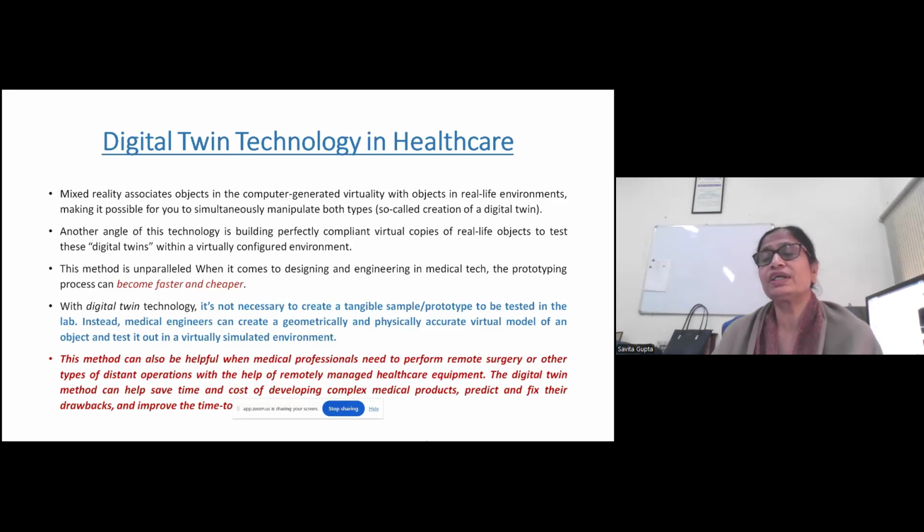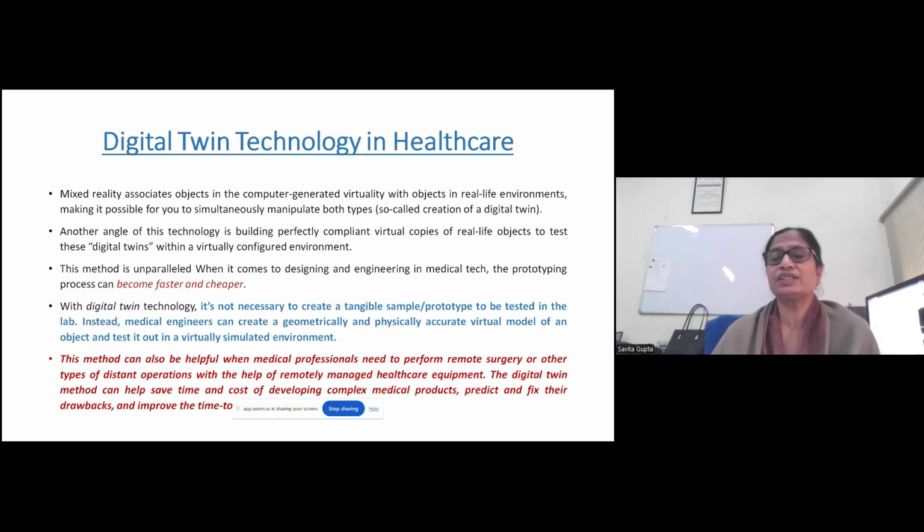So a doctor was sitting in Bihar, in Patna, and a remote surgery was done in AIIMS, Delhi. That was the first example of mixed reality. With digital twin technology, we can create a tangible sample virtually.